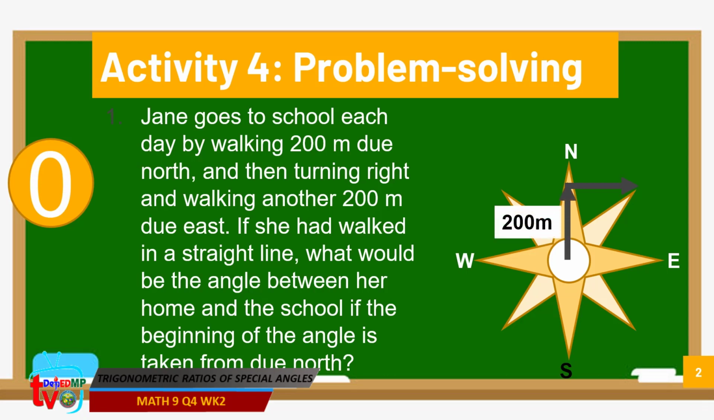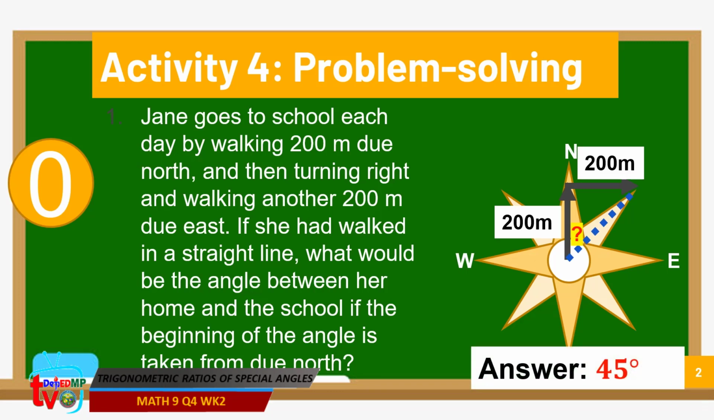And the answer is 45 degrees, since we have here an isosceles right triangle.